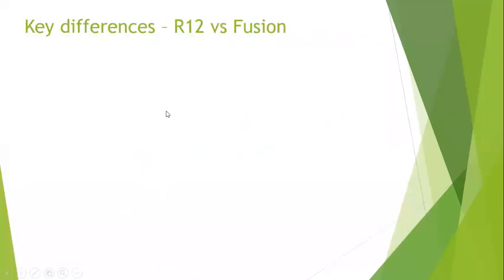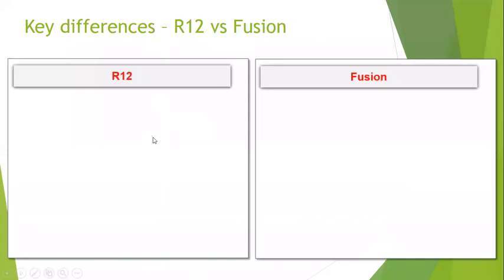So now let us see what are all the differences between R12 and Fusion. The R12 versus Fusion, the key differences. From the GL perspective, you can do the comparison between R12 and Fusion. In R12, you're going to have a unified chart of accounts. Unified chart of accounts means there is a single chart of accounts setup where you need to do the segments, qualifiers, value sets, everything in the same chart of account setup.